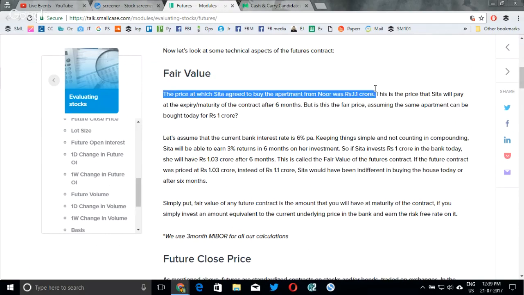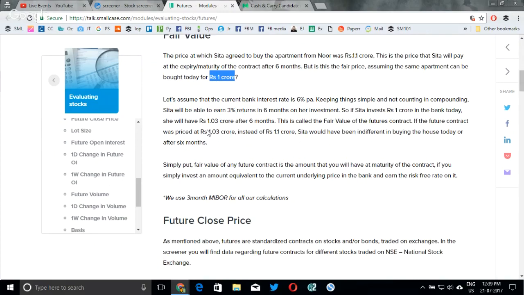Now, as we know that the price at which Sita agreed to buy the apartment from Noor 6 months down the line is 1.1 crore rupees. And let's assume that the current market price of the same 2 BHK apartment is 1 crore rupees. So this becomes the spot price in the market. And the risk-free interest rate, that is the interest rate with which Sita can realize by investing her money in any of the banks, is 6% per annum.